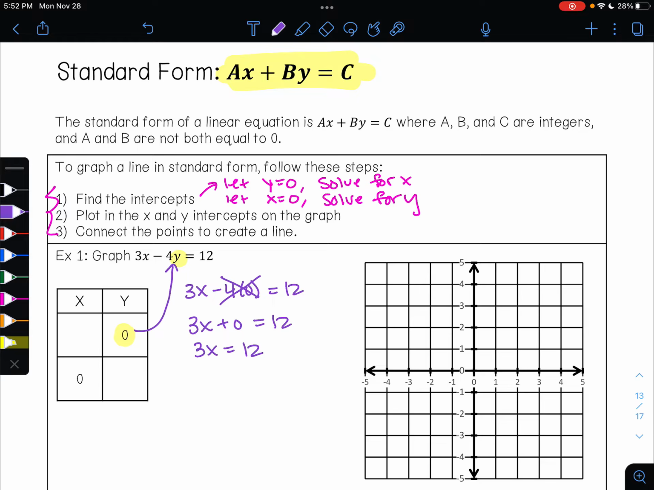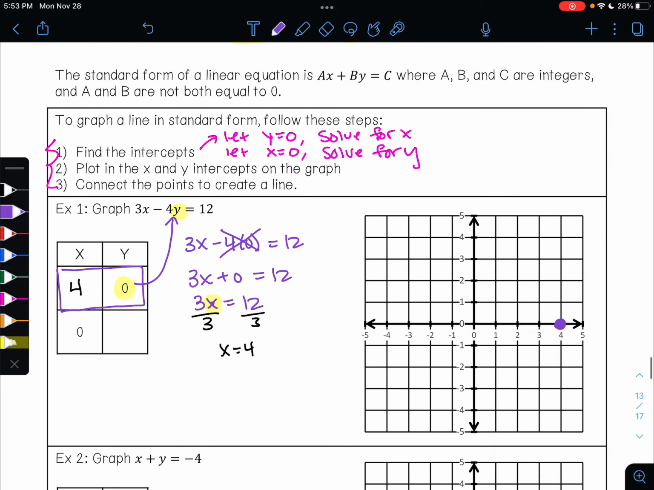How do I undo multiplication? Division. And so I'm going to divide both sides by 3 and get x is equal to 4. So that means that our first point is the point (4, 0). This is our x-intercept.